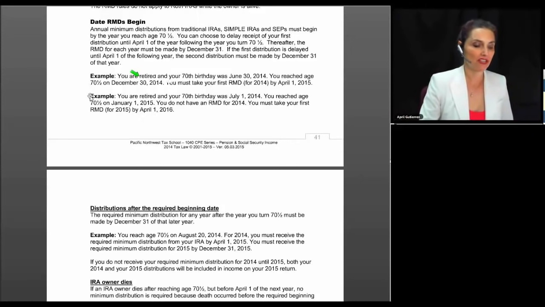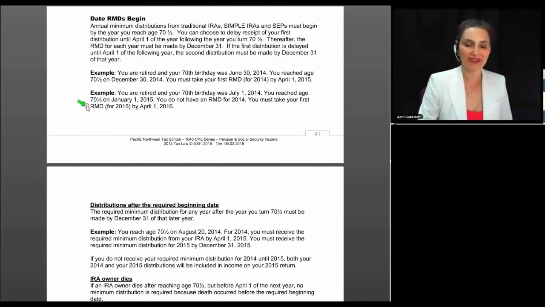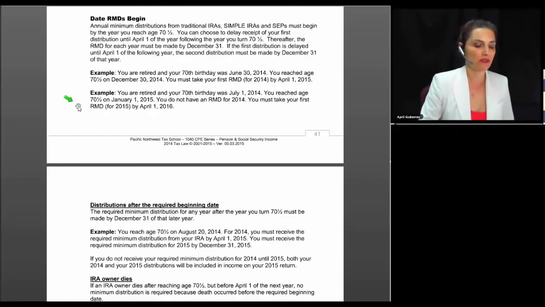But let's change it just slightly and make you one day younger. You are retired and your 70th birthday was July 1st, 2014. You reach age 70 and a half on January 1st, 2015. That means you do not have to take a required minimum distribution for 2014, and you must take your first required minimum distribution by April 1st, 2016. But what that does mean also is that you would have to take a second distribution for 2016 by the end of the year.